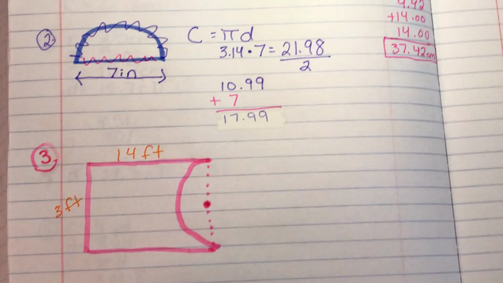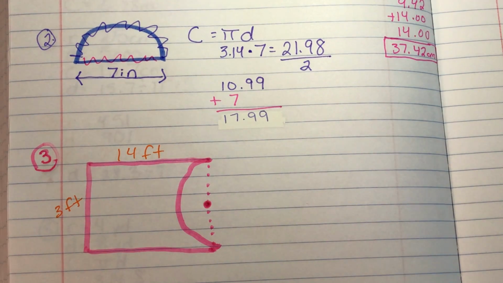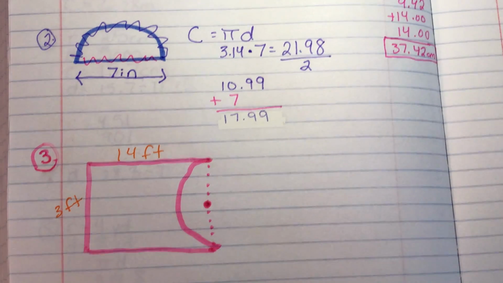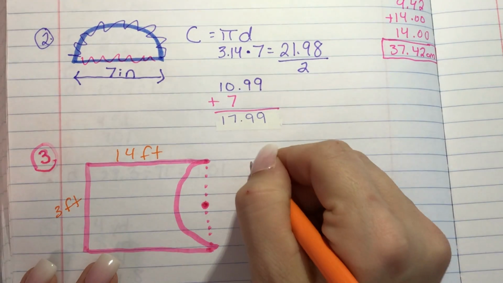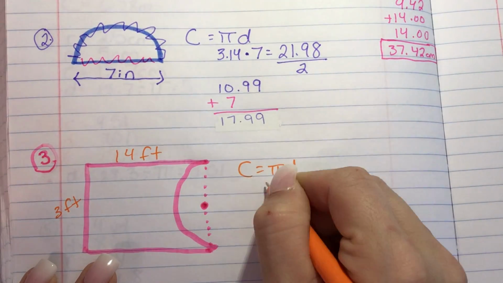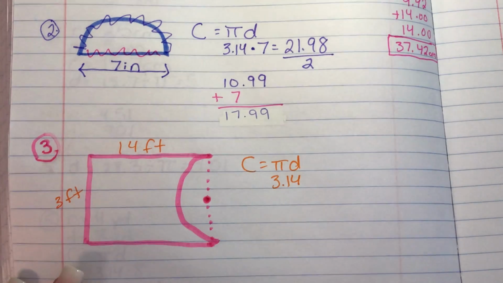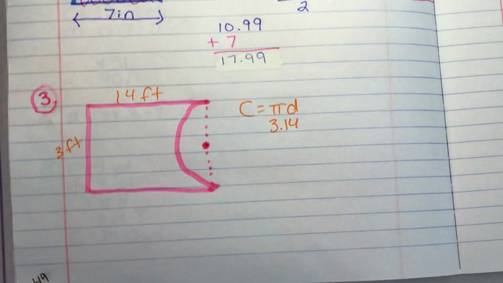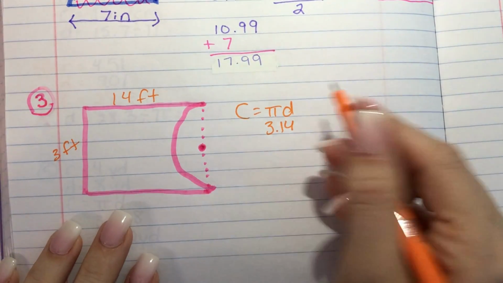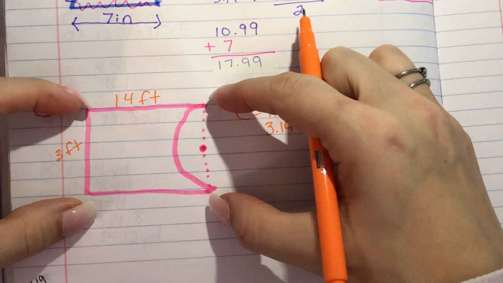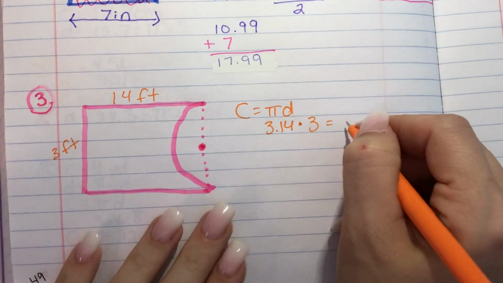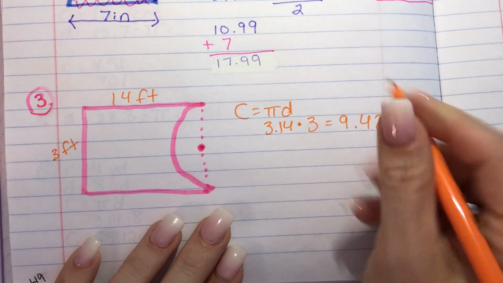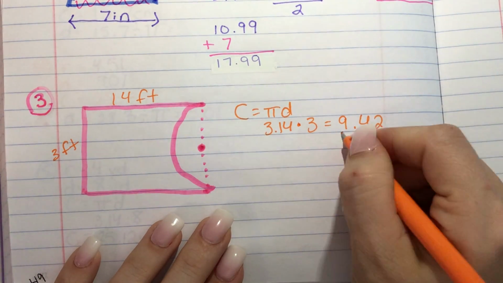Okay, so this one is a little bit different, but you're following the same process. So we're going to look at the circle part first, so the arc. That's going to be C equals pi d. So we got 3.14. And what is the diameter in this picture? 3, because it's got to match, right? It's the same height. So we got times 3, which equals 9.42. How many circle parts do we have? Just one, so we're going to half that.